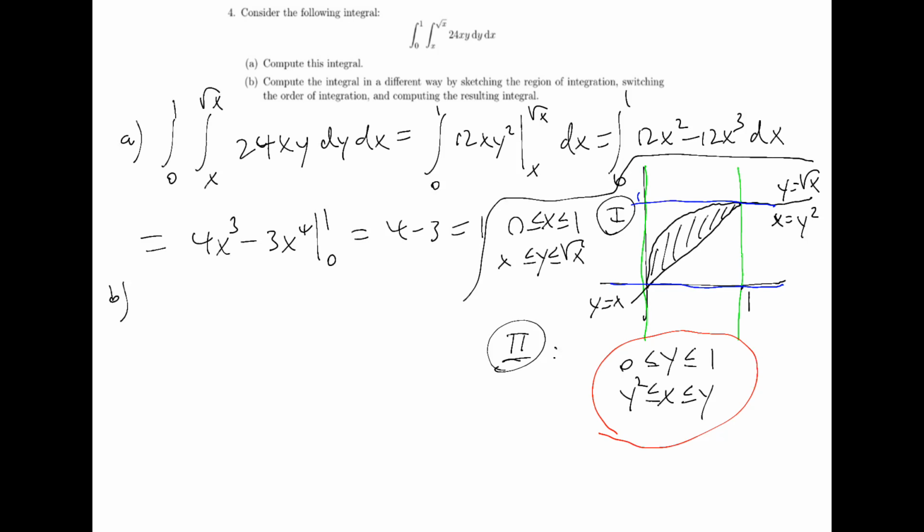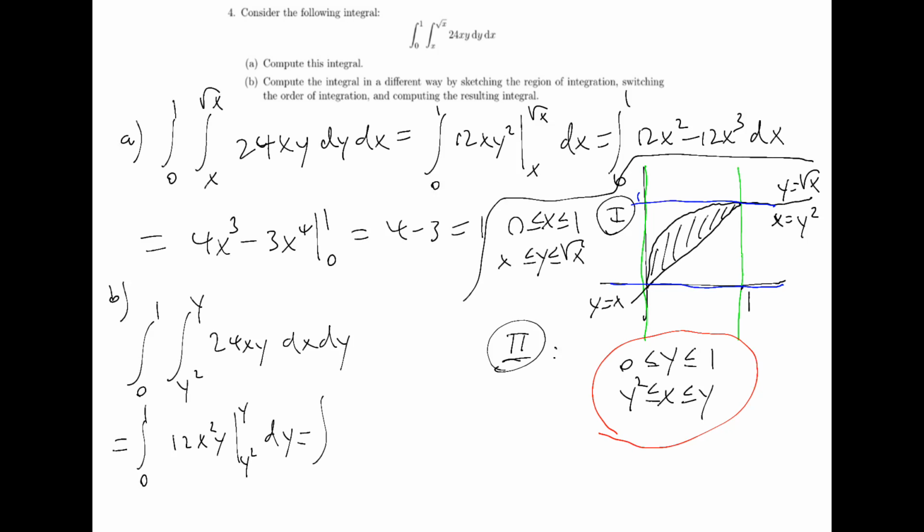Now we can also compute the integral. Y goes from 0 to 1, and x goes from y squared to y. We have the same integrand, but now the order is different. So we first integrate with respect to x. So leaving the outer integral, integrating 24xy with respect to x will give me 12x squared y between the boundaries y and y squared.